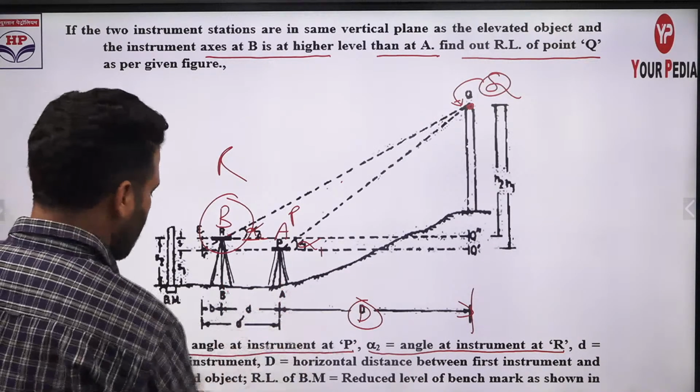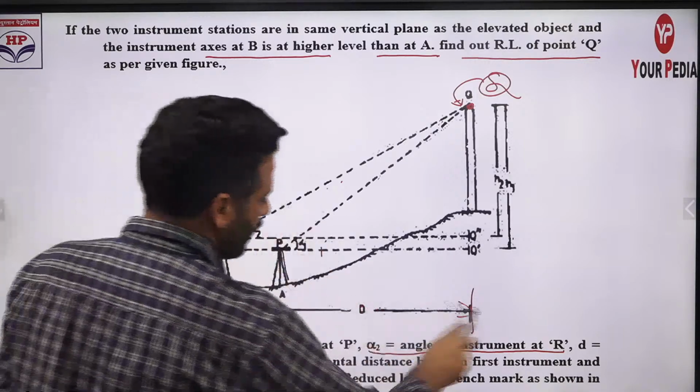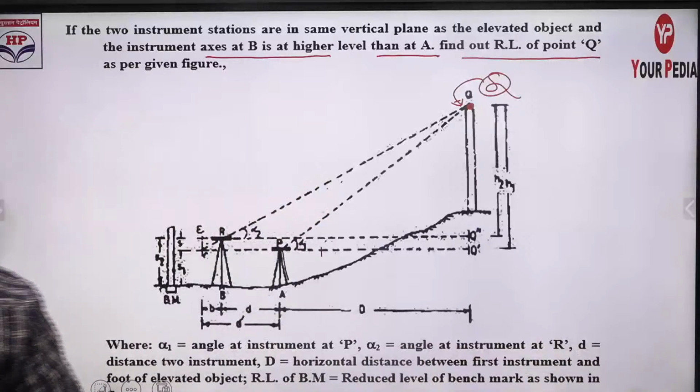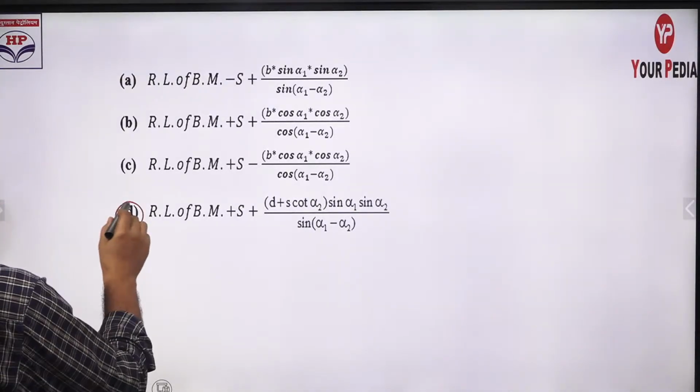So what will be the RL? Okay, so I just frame the formula directly, because in the options you are finding the formulas. See, guys, if you did the derivation, in that case definitely you can answer the question. So here this is the answer basically.